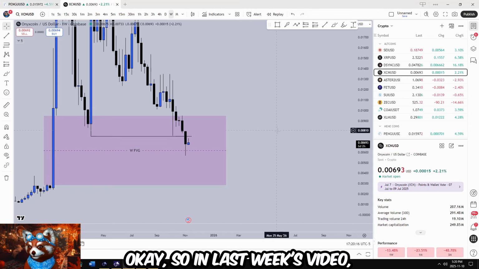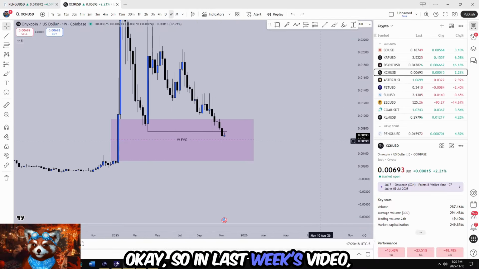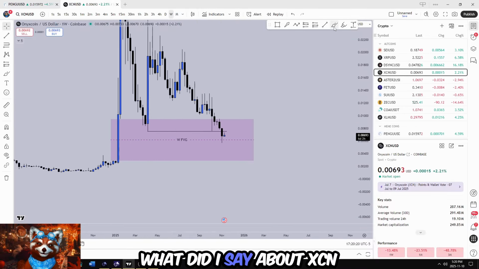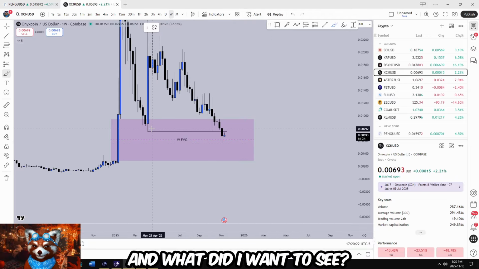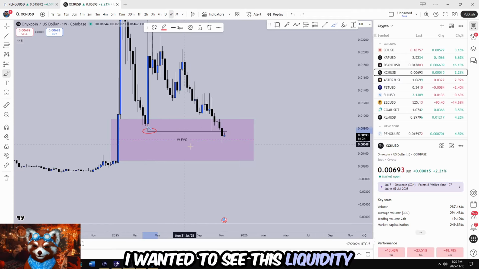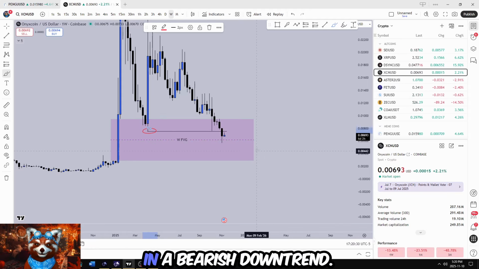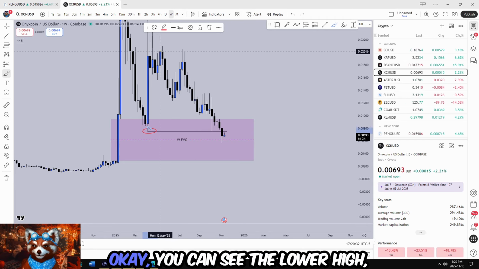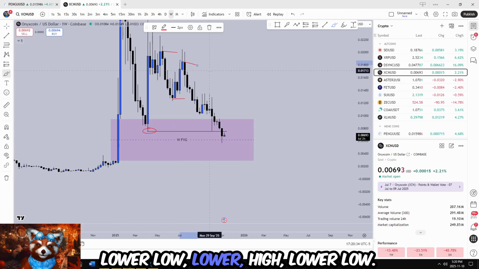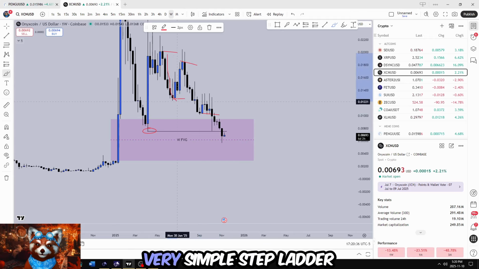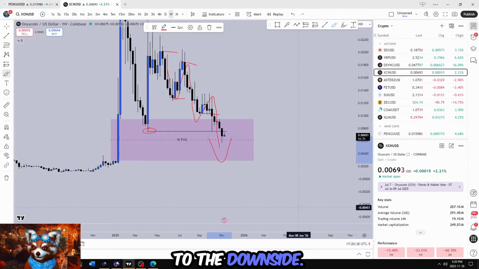Okay, so in last week's video, what did I say about XCN and what did I want to see? I wanted to see this liquidity right over here get swept. Now we have swept that liquidity. However, we are still in a bearish downtrend. You can see the lower high, lower low, lower high, lower low, right? Very simple step ladder to the downside.